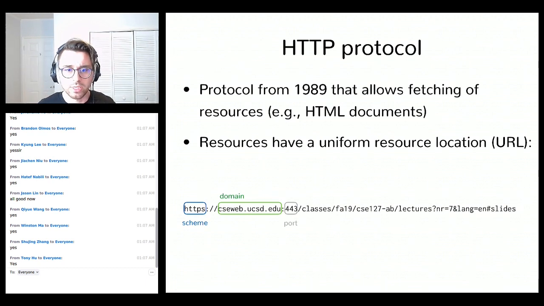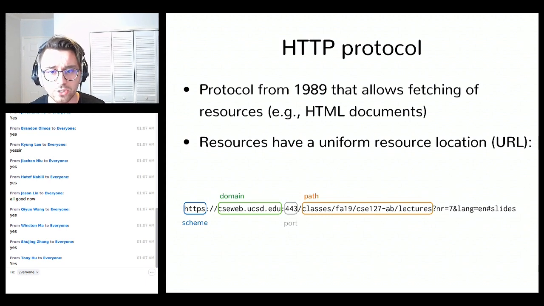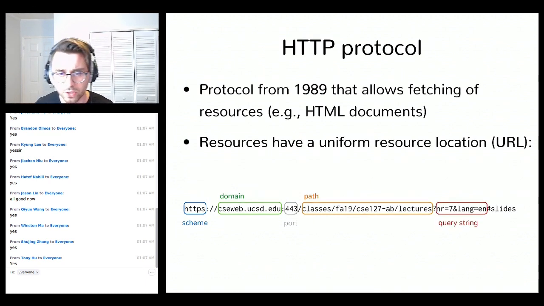The other popular port is port 80, which is the default port for HTTP. Most of the time, you won't actually see this. It's not explicit; it's implicit that it's 443. In fact, if you type in most URLs, it will be hidden. So 443 is the one we assume for HTTPS. Then we have the path, in this case /classes, so this was fall 19, CSE 127AB /lectures. Then we have the things that follow the question mark. This is called the query string, which is a set of key value pairs.